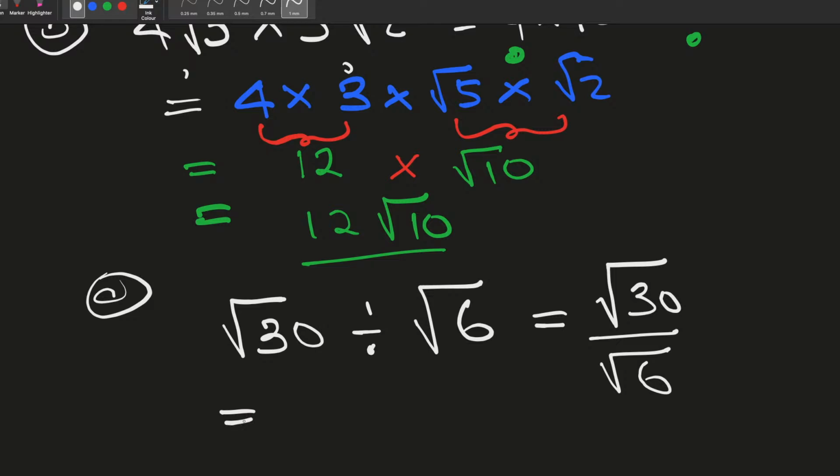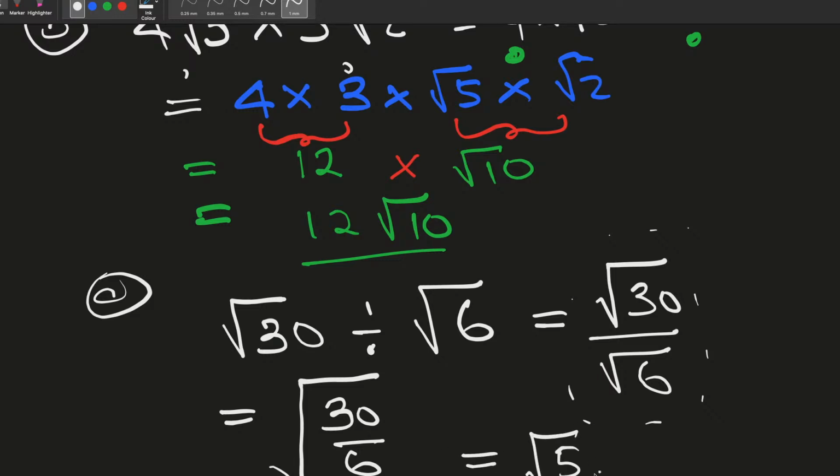That says, since they all carry the same root, then we say root of 30 divided by 6. And you know, 6 will go into 30 five times. So therefore, our answer will be root 5. Okay, let's look at the D.